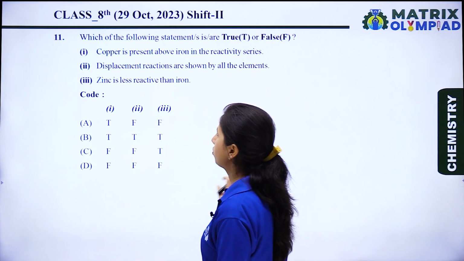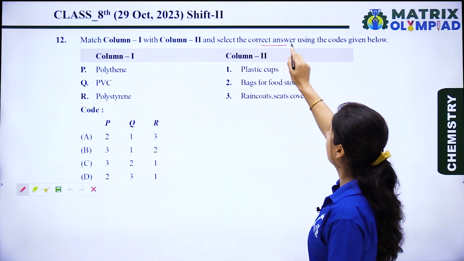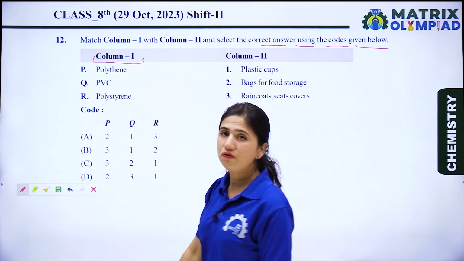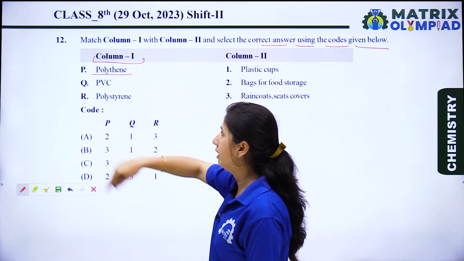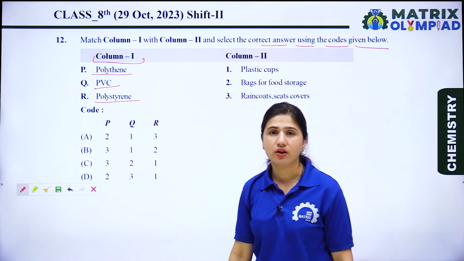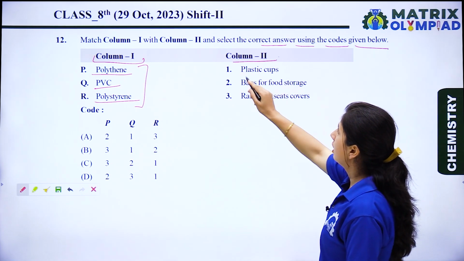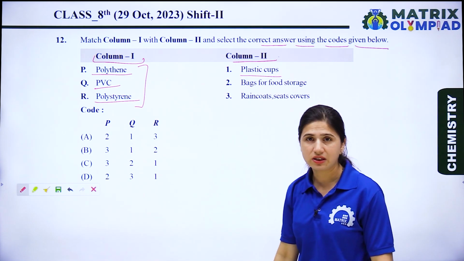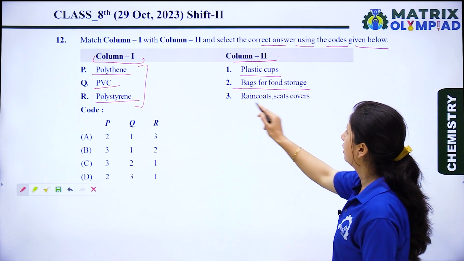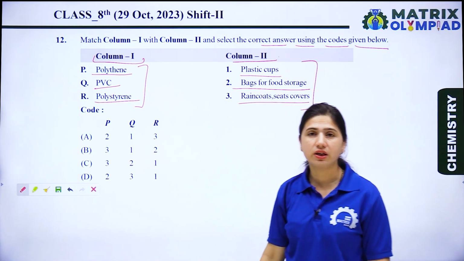Now let's see the next question. The next question is, match column first with column second and select the correct answer using the codes given below. Column first: P is polyethylene, Q is PVC and R is polystyrene. These are different kinds of synthetic polymers. Column second: first option is plastic cups, option second is bags for food storage, and option third is raincoats, seat covers. These are different substances made from synthetic polymers.